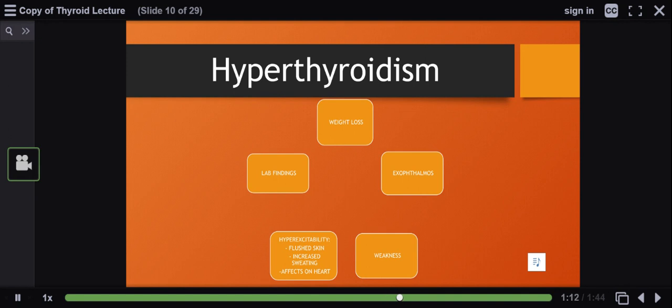Lab findings, which we would see if we were to do any blood tests: the client would have an increase in their T4 levels and also an increase if they were to have a radioactive iodine uptake test performed, due to the hypermetabolic state. However, these clients would have a decrease in their TSH as the pituitary is trying to maintain equilibrium and reduce the amount of hormones that are released by the thyroid gland.